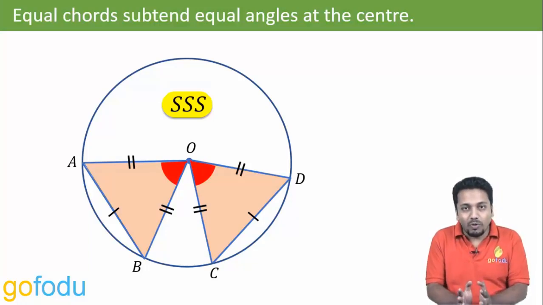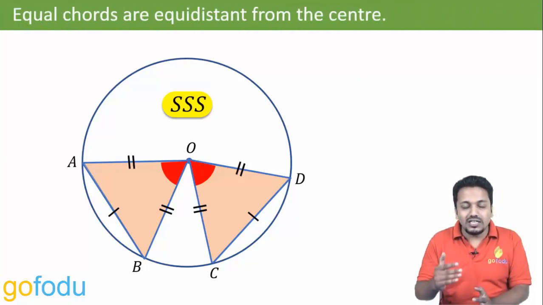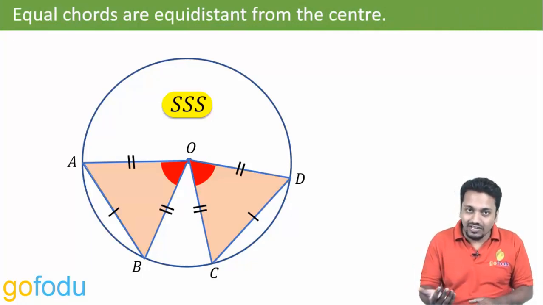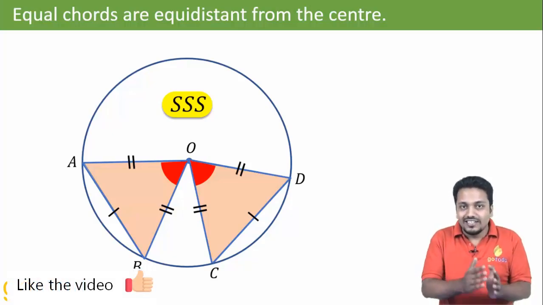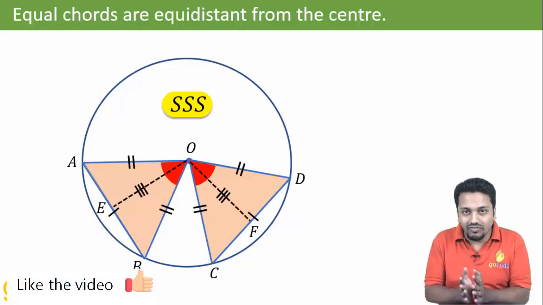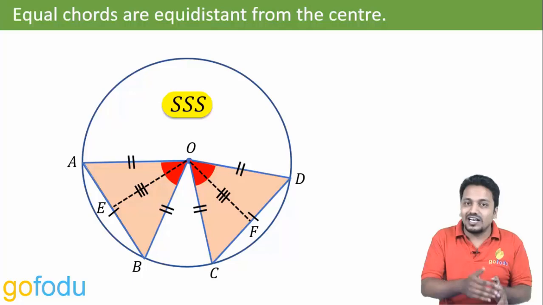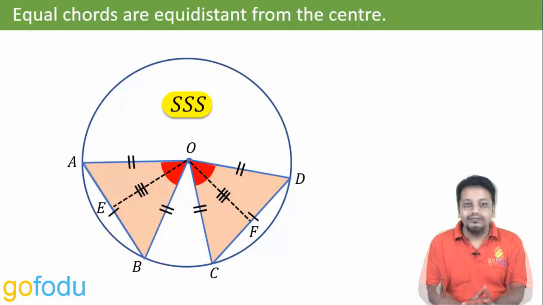We can see one more property here. Equal chords are equidistant from the center. The chords are equal, so the triangles are congruent, and as they are congruent, these altitudes will also be equal. Now what is an altitude? The distance of these chords from the center. So equal chords are equidistant from the center.